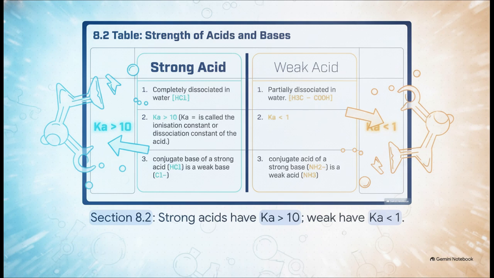It all comes down to the Ka value, which is the ionization constant. If an acid completely breaks apart in water, it's a strong acid, and its Ka value will be strictly greater than 10. If it only partially breaks apart and holds on to its ions, it's a weak acid, meaning its Ka value is going to be less than 1. So remember, Ka greater than 10 means strong, Ka less than 1 means weak.